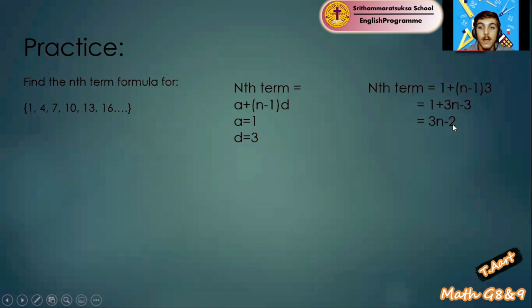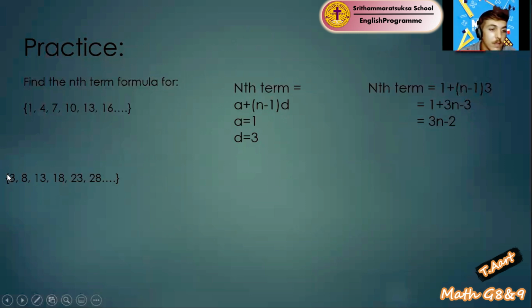And we can test that again. We can say 3 times 1 is 3, minus 2 is 1. So that's correct. 3 times 2 is 6, minus 2 is 4. So that's correct. 3 times 3 is 9, minus 2 is 7. So yes, we got the right formula there.